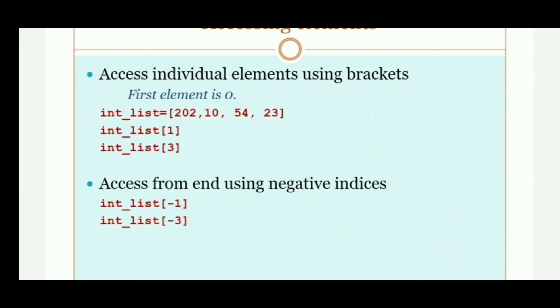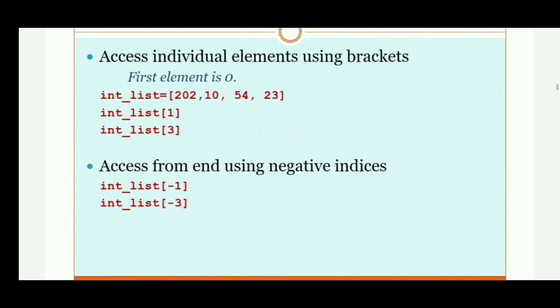Next one, int list 3. Here also it will show element number 4, because the index starts with 0, 1, 2, 3. So at position 3 the value is 23, and at index 1 it contains the value 10. Now access from the end using negative indices. The same thing you can do with negative values also. Int list -1 will give the last element. Int list -3 will give the third last element from the given list.